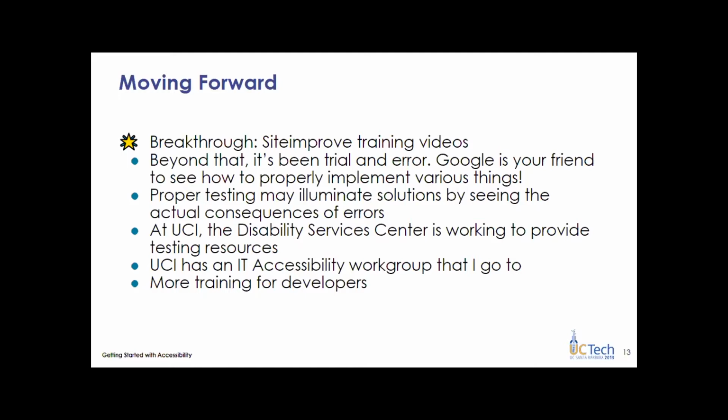I also think that if you have proper testing, and by this I mean user testing of people with disabilities, you can probably see some of the solutions or the consequences of the errors that you encounter, because you might see, oh, this thing's flagged, but I don't really understand why it's a problem. At UCI, I've been working with the Disability Services Center, and they're working to provide testing resources, but they don't really have anything set up right now. I like it as a good place to go for user testing. So that's another thing on our team, that's what we're trying to improve: the actual user testing.